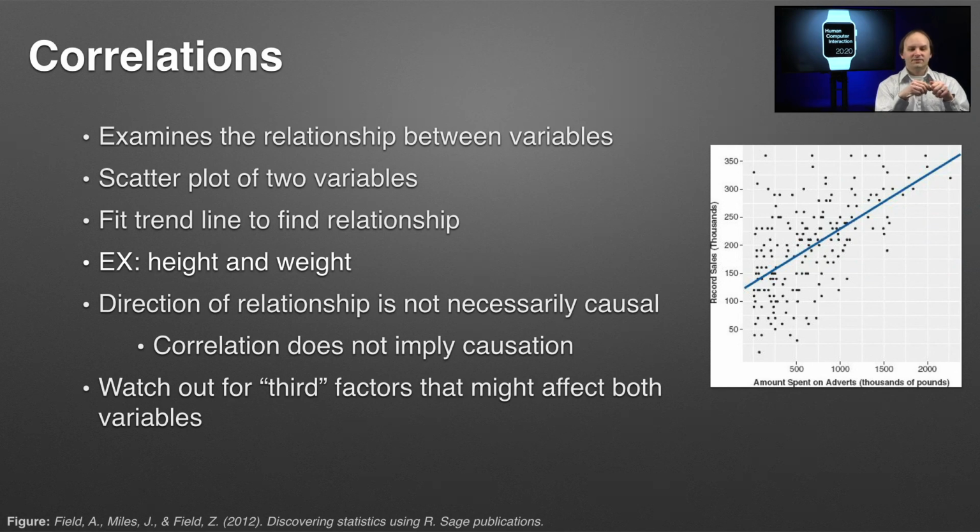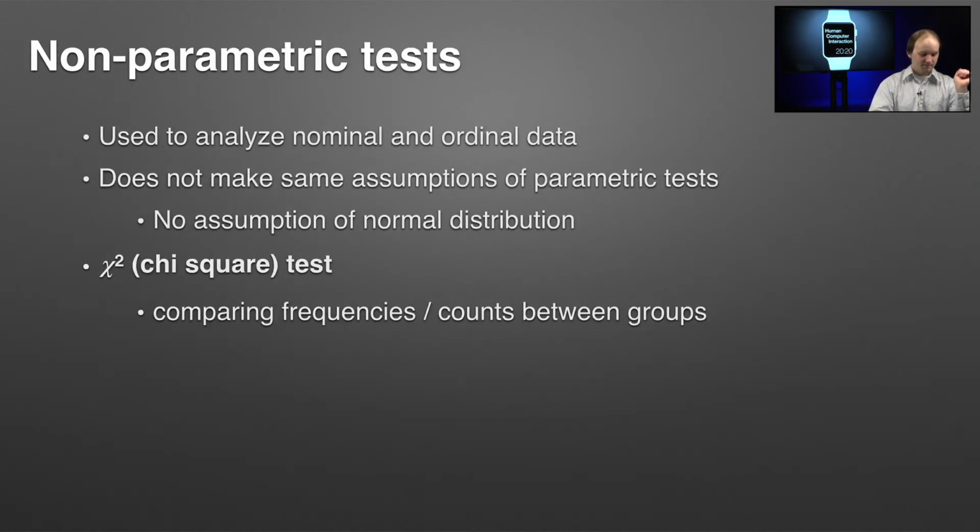So you kind of have to test more specifically to get a causation finding. And you also have to watch out for third factors that you might not see that might be driving both variables, right? They might each be correlating with some other factor. So that's something to keep in mind.